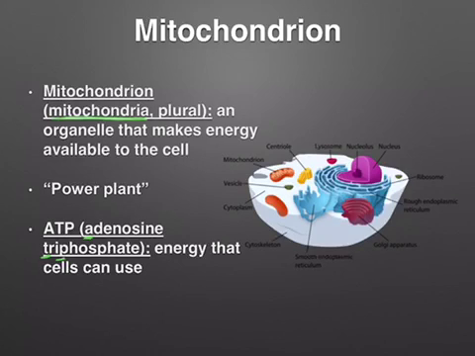And so there are multiple mitochondria in a cell. And then cells that need lots of energy are going to have a lot of mitochondria. Cells that need just a little bit of energy are going to have fewer mitochondria.